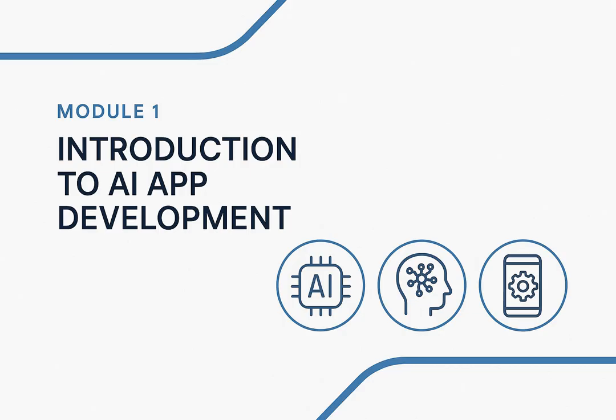work. First, consider virtual assistants like Siri, Alexa, and Google Assistant. These apps use natural language processing to understand spoken commands and respond intelligently. They can set reminders, answer questions, control smart home devices, and much more. Another category is recommendation systems.